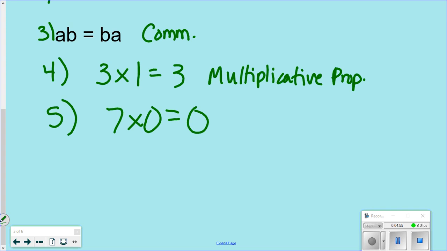Property. And this one would be the 0 property. This is also called the multiplicative identity also.